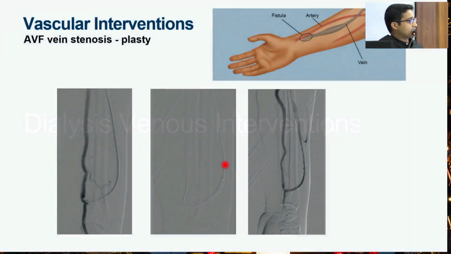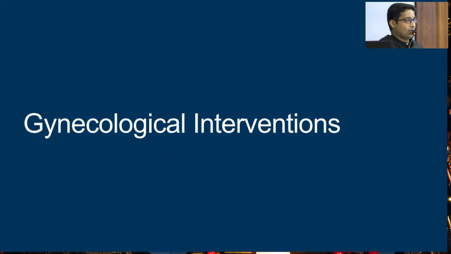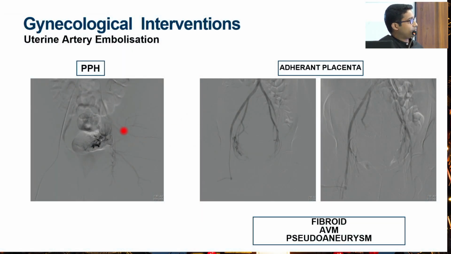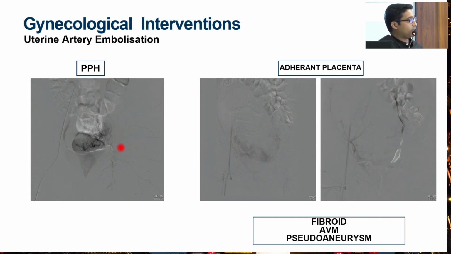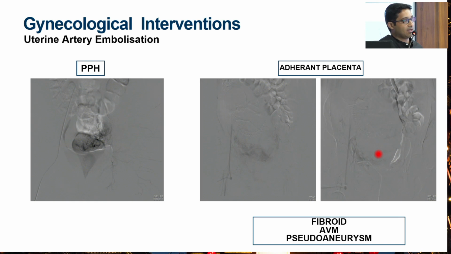Also, CKD patients who are on dialysis, the fistulas can be opened up peripherally, as well as the central veins that develop stenosis can be opened and stented as and when required by the interventional radiologist. We have also come to the rescue of gynecologists, wherein PPH with the advent of uterine artery embolization being one of the options. Also in adherent placentas, as in this particular case, we have embolized the patient's uterine artery in order to ensure that there is no bleeding intraoperatively.